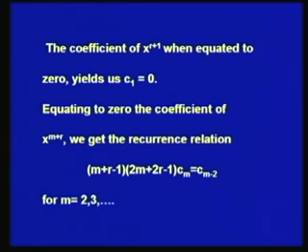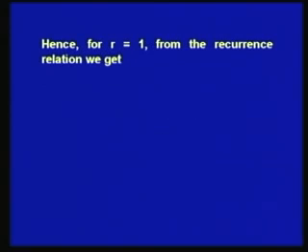The coefficient of the next higher power of x gives us C1 equal to 0, and then we put the coefficient of x to the power m plus r equal to 0 to obtain the recurrence relation, which is (m plus r minus 1)(2m plus 2r minus 1) Cm equal to Cm minus 2 for m equal to 2, 3 and so on, because m is greater than or equal to 2 here.